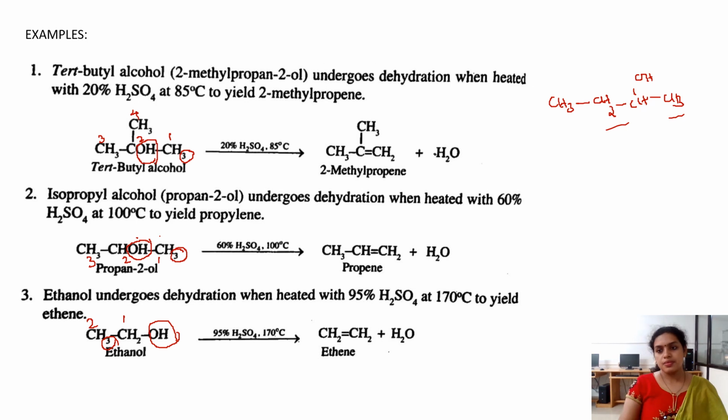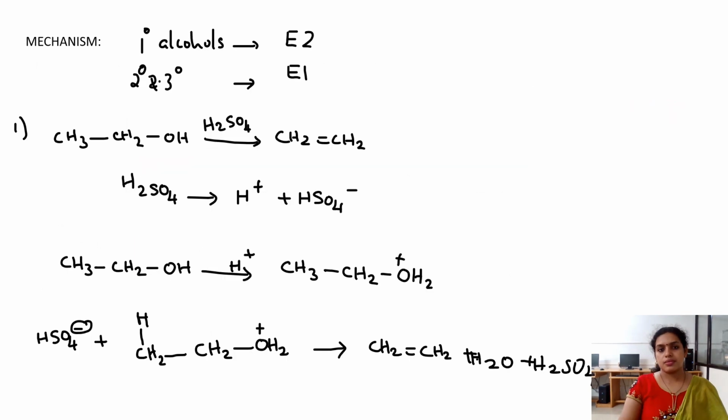Okay. And regarding the mechanism, primary alcohols undergo dehydration by the E2 mechanism, whereas secondary and tertiary alcohols undergo elimination by the E1 mechanism. First, let's check the simplest one, which is the elimination of primary alcohols. Okay, so the catalyst is concentrated sulfuric acid. It provides H plus and HSO4 minus. First, it is dissociated like this, and this alcohol is protonated.